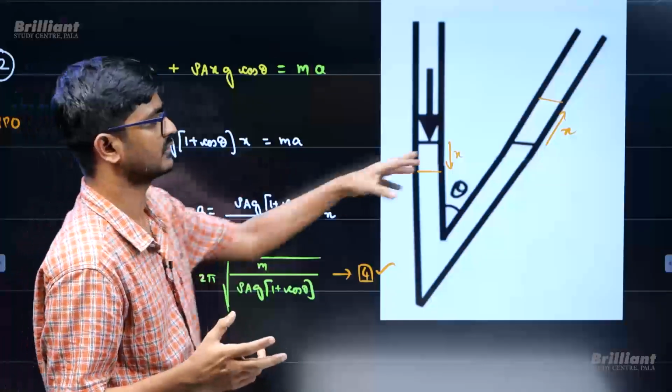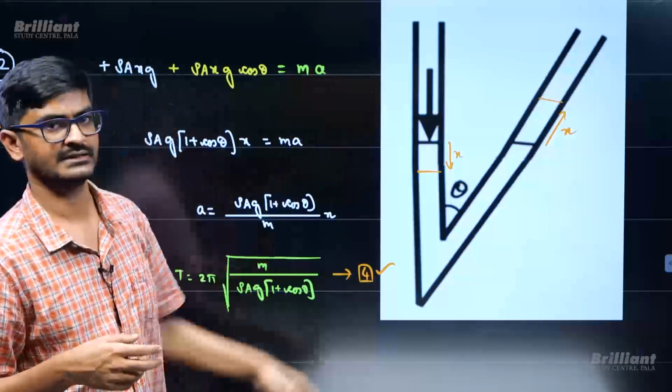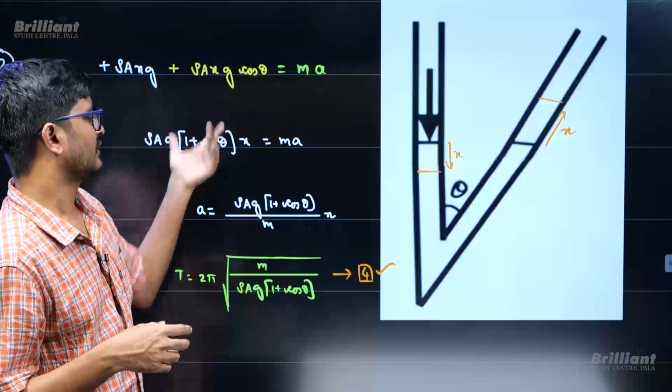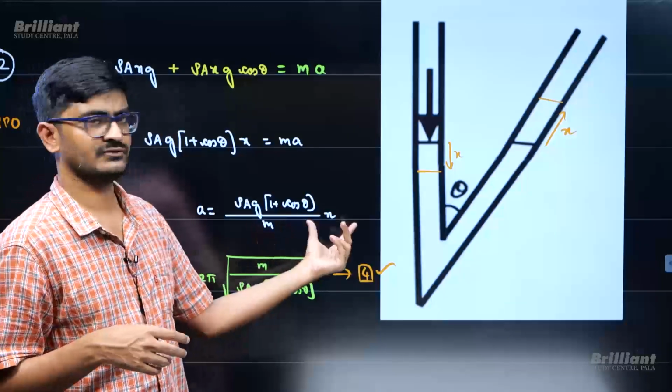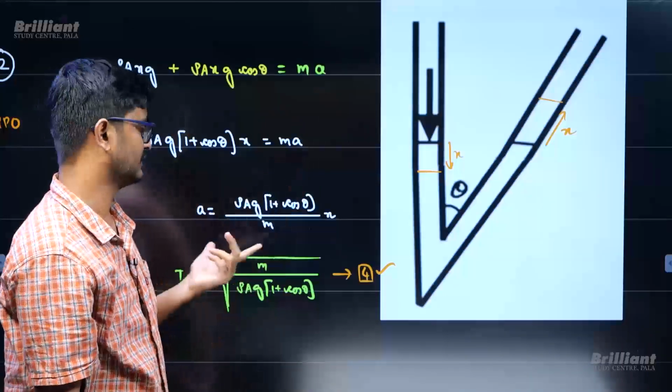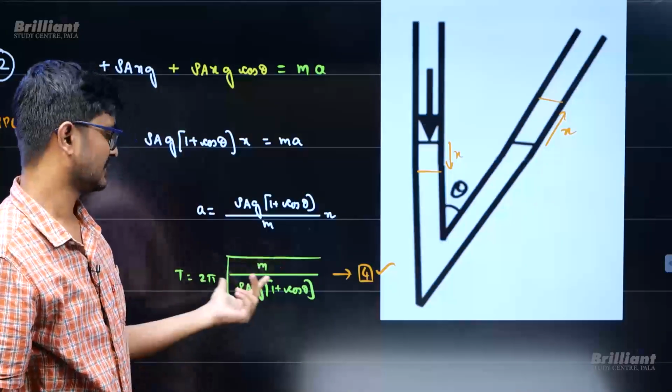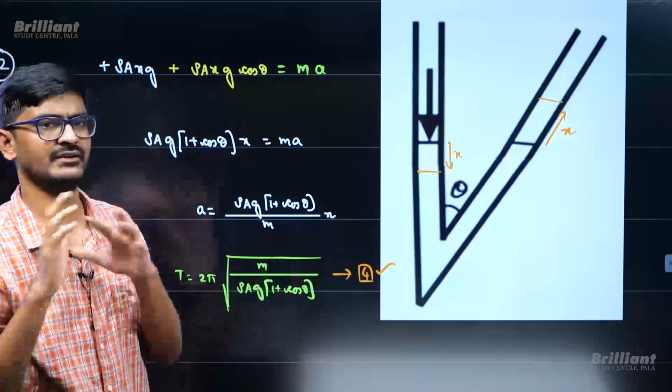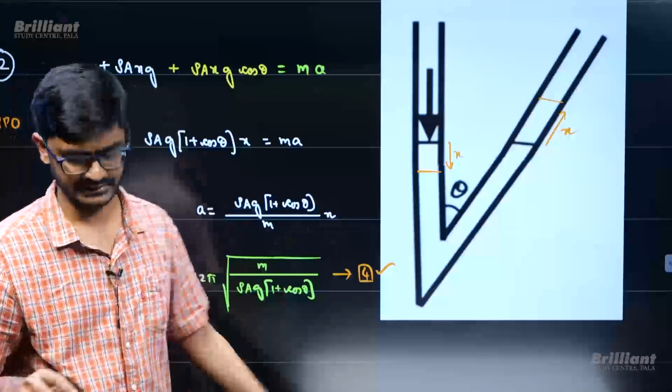Now the total force equals mass times acceleration. When I modify it, I will get a equals omega square x form. Obviously, acceleration is in the opposite direction to displacement, so it will be SHM. Then you can get the time period and so on. For every question, we need to convert it to this form, right?